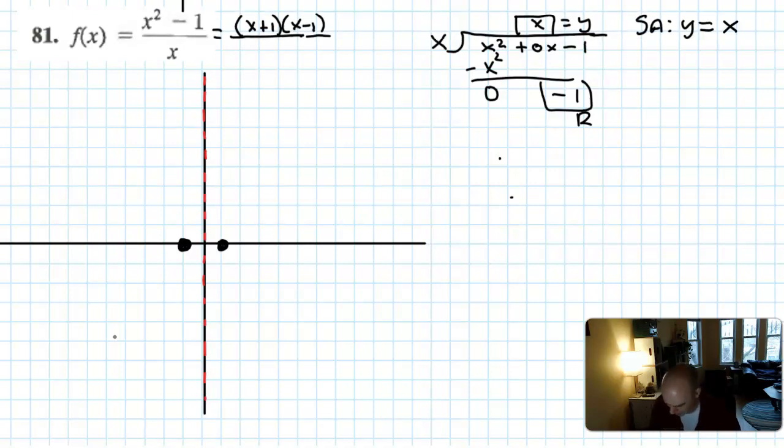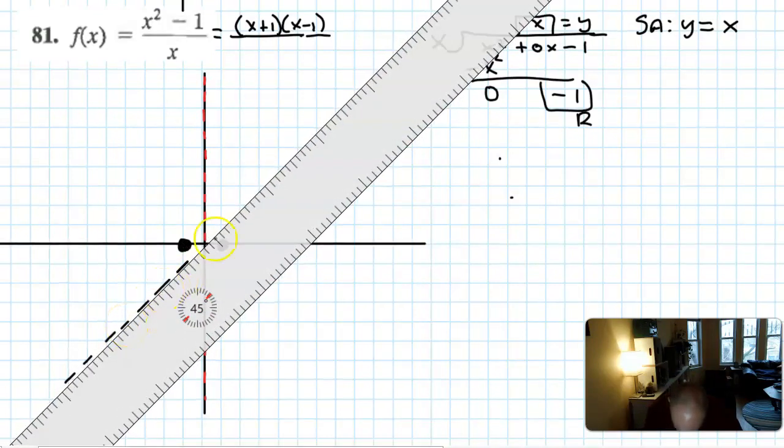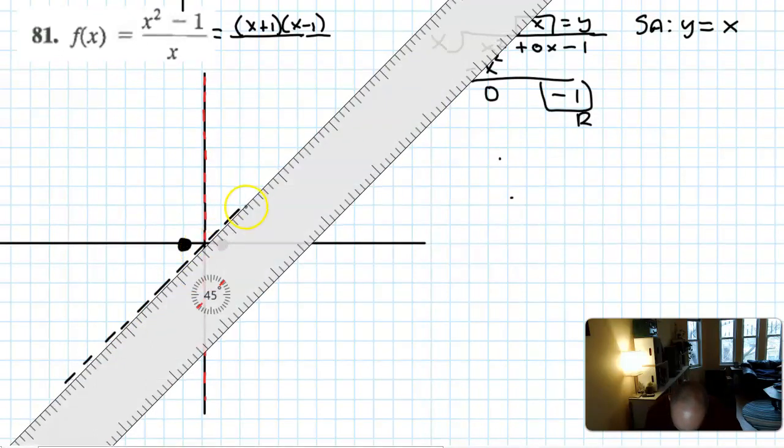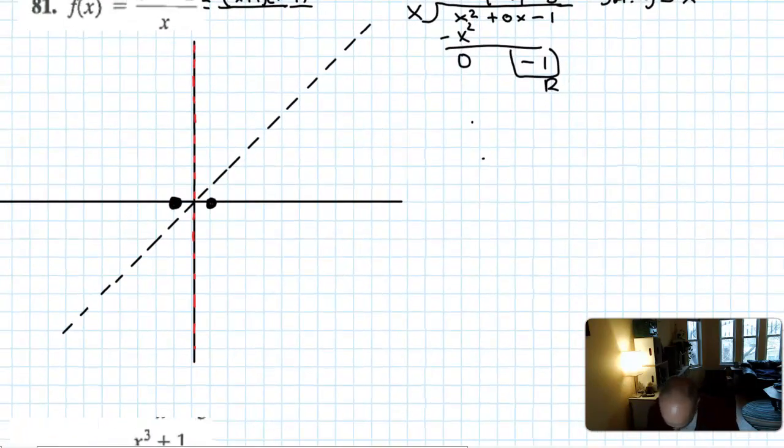This division's almost too simple, so it feels like it came out too easily. But just again, trust that you know how to do long division and don't get too excited when things come out like that. So get out your ruler. Oh, close enough. All right.